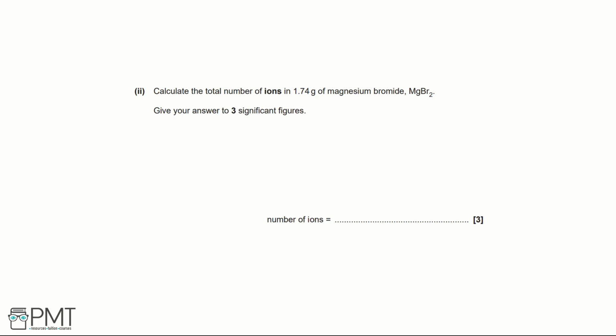Part 2. Calculate the total number of ions in 1.74 grams of magnesium bromide, MgBr2. Give your answer to 3 significant figures. Firstly, with this question, we need to highlight the key pieces of information. So, firstly, that we want the total number of ions, the mass of magnesium bromide we have, and that we need to give our answer to 3 significant figures. So the first equation triangle, and the only equation triangle we're going to use in this question, is mass is equal to the number of moles times the relative formula mass.